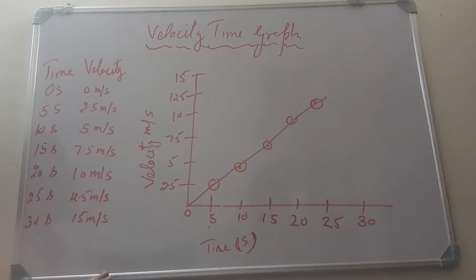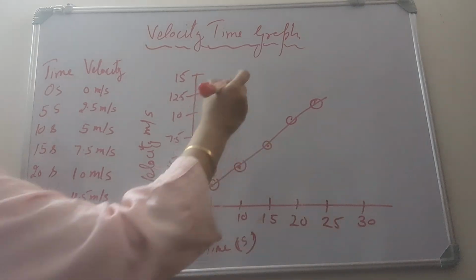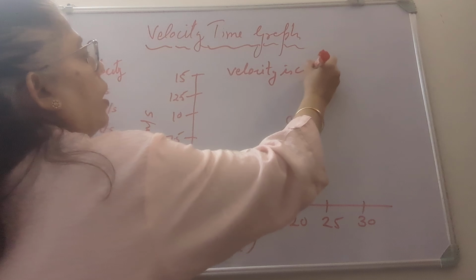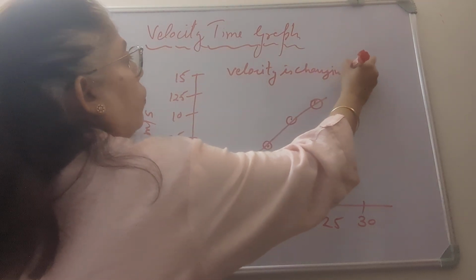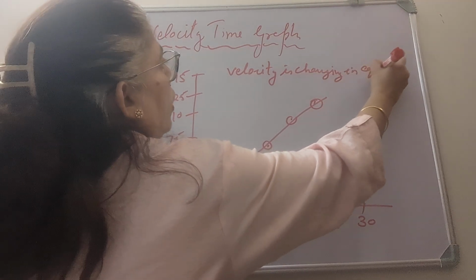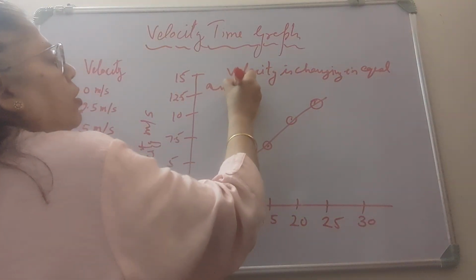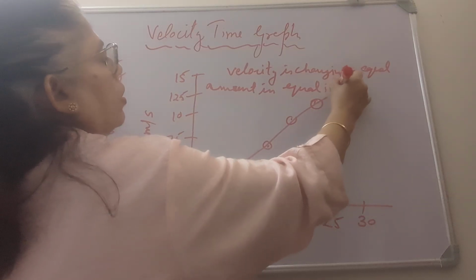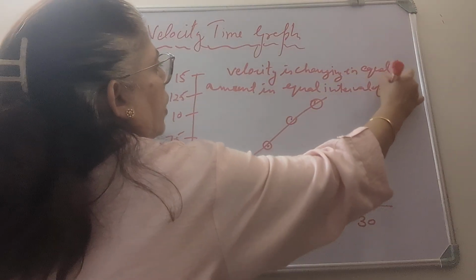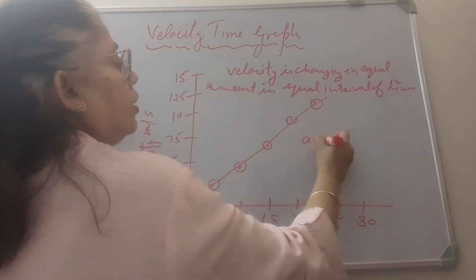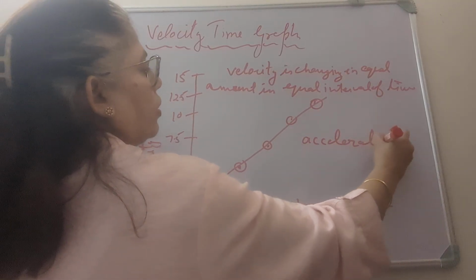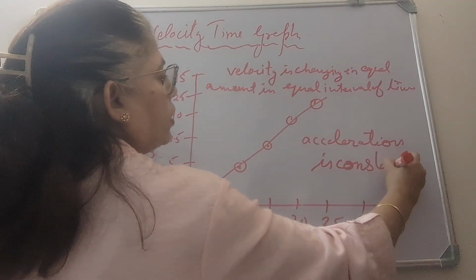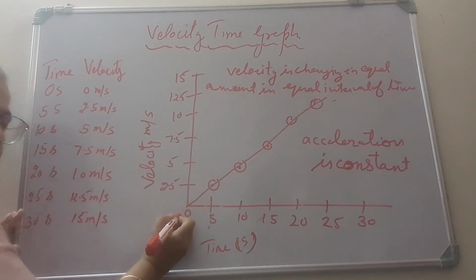So our velocity is changing in equal amounts in equal intervals of time. So acceleration is constant. When acceleration is constant, then we have such a kind of straight line graph.